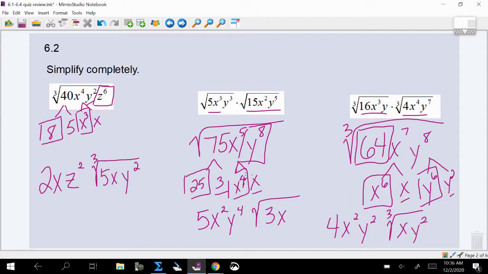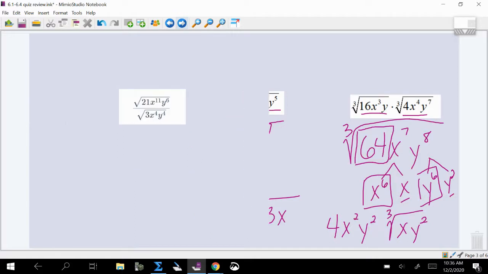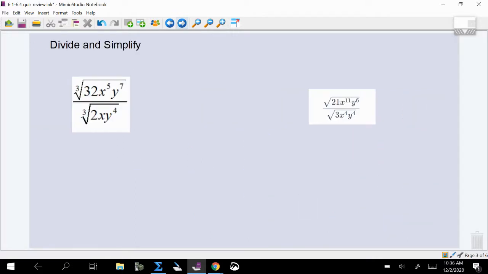Everything that's left, the powers should be less than the root. So if it's bigger than or equal to, that means you didn't take out enough. And then finally in 6.2, we did division. So with division, you want to divide everything first. So 32 divided by 2 is 16. X to the fifth divided by x is x to the fourth. And then y to the seventh divided by y to the fourth is y cubed.